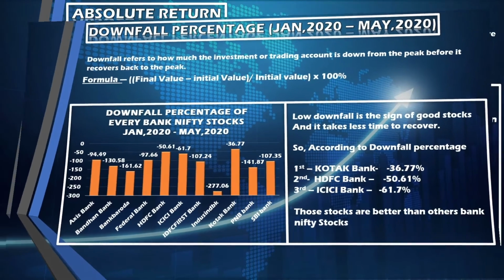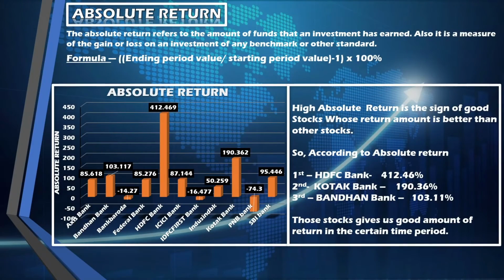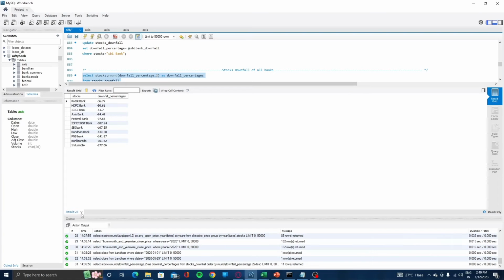Next is absolute return. The absolute return refers to the amount of funds that an investment has earned. Also, it is a measure of the gain or loss on an investment against a benchmark or other standard. So absolute return is the return that an asset achieves over a specified period. This is the formula of the absolute return: ending period value divided by starting period value, minus 1, into 100. So let's go back into the workbench.